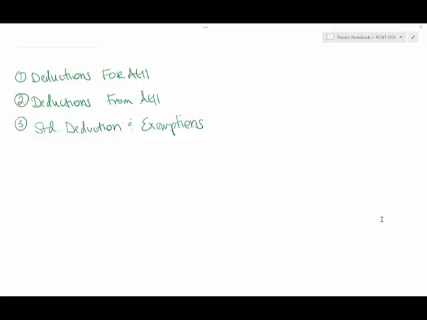Okay, so let's get started. We've got a lot to cover in this chapter. So we'll begin with our deductions for adjusted gross income. Deductions for adjusted gross income.